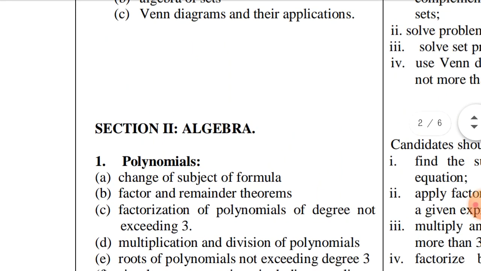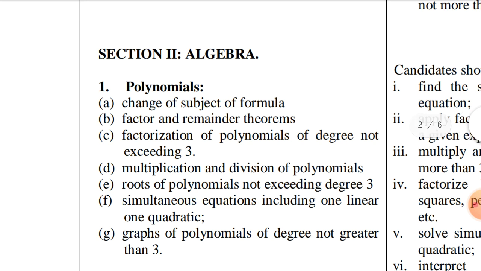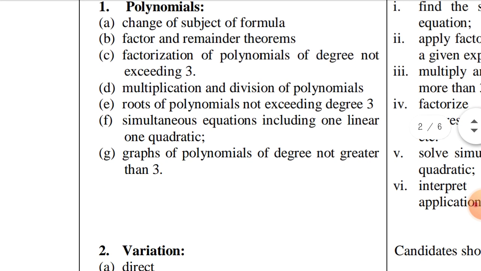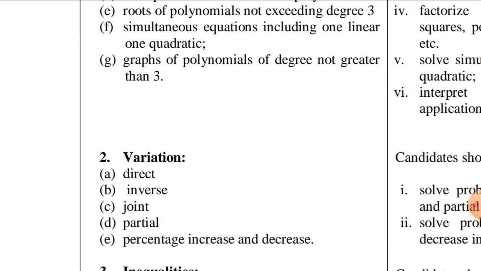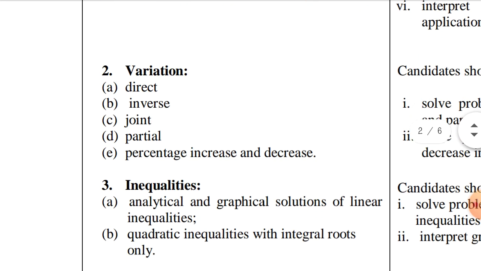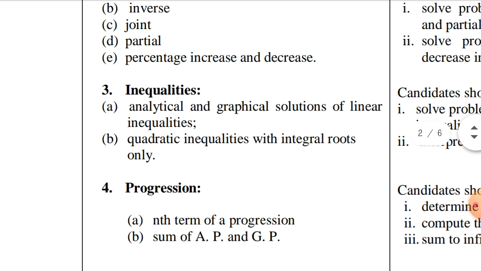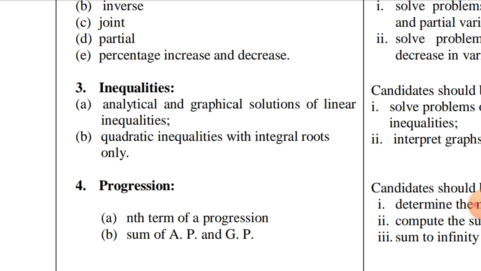The next section is algebra. The first topic under algebra is polynomials, which involve change of subject of a formula, factor and remainder theorems, and all the rest. The next is variation, which involves direct variation, inverse variation, joint variation, partial variation, percentage increase and decrease. The next is inequalities: analytical and graphical solutions to linear inequalities, and quadratic inequalities with integral roots only.